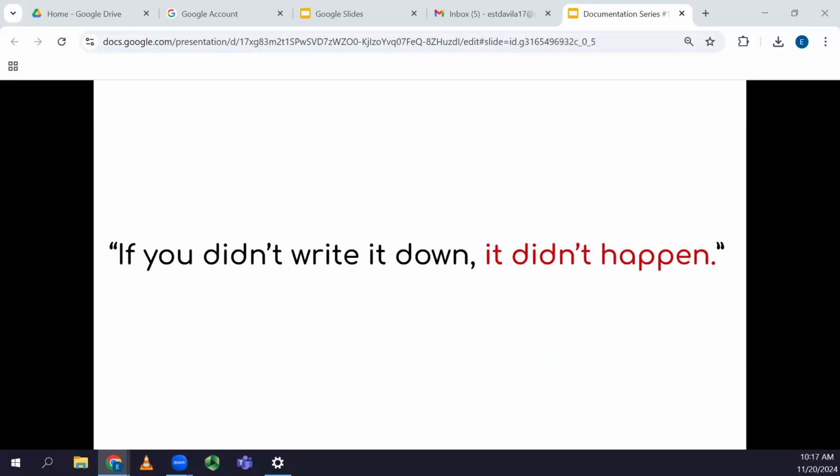So how many of you have heard this statement before? No one's heard this? Okay. Yeah, a lot of us, right? This mantra speaks to the very heart of the legal profession.